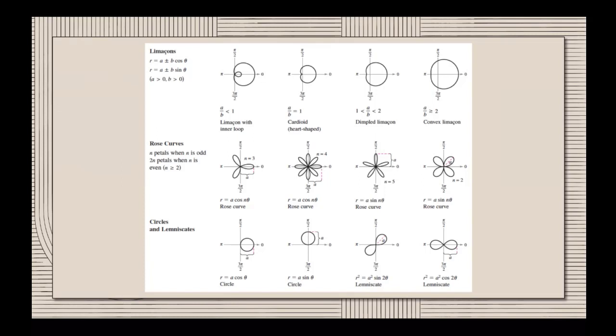And then for rose curves, you have n petals when n is odd, or 2n petals when n is even. So the equation usually looks like r equals a times cosine n theta, or a times sine n theta. And then for circles and lemniscates, circle equations are either r equals a cosine theta or r equals a sine theta. And then lemniscates are going to be r squared equals a squared sine 2 theta or a squared cosine 2 theta. So they're just examples of graphs that you might see.